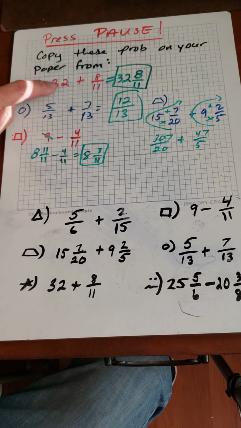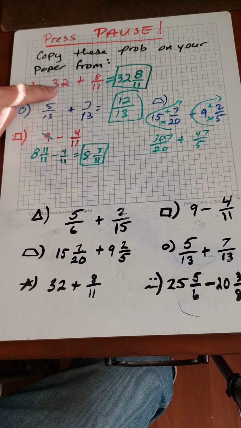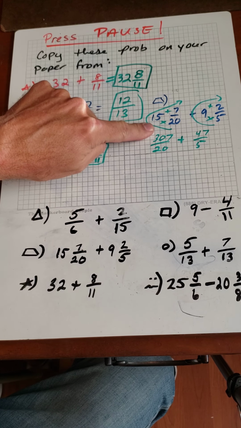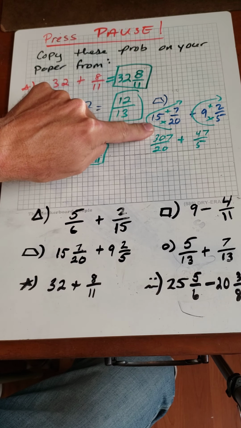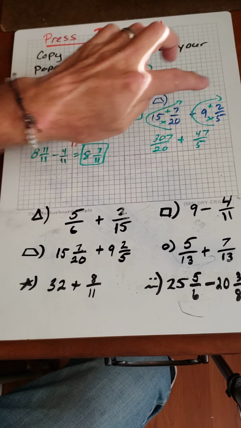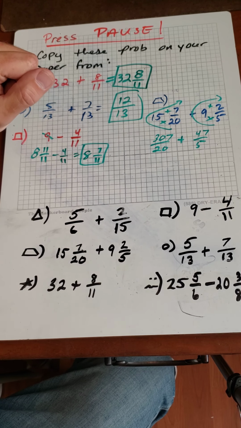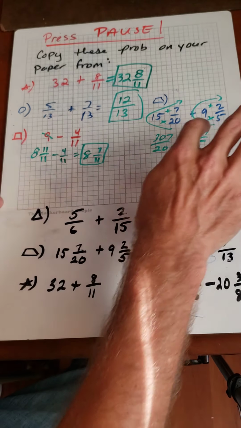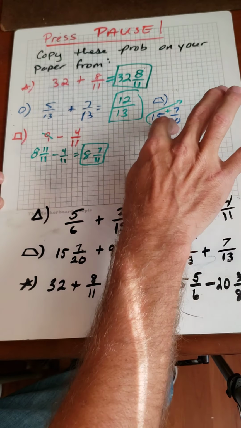Just like I never have them put a 1 underneath this 32 when they're adding or subtracting, I never have them do this when they are adding or subtracting. There is no reason to make improper fractions when you are adding 2 fractions together or subtracting 2 fractions. There's just no reason to do that. So if we're not going to do that, how are we going to do it then?